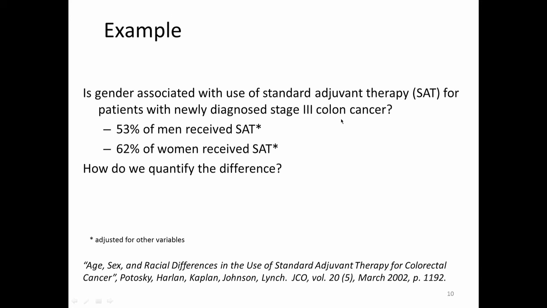So 53% of men received this therapy, 62% of women received this therapy, who were diagnosed with stage 3 colon cancer. Now how do we quantify this difference? Can I just take 53 and 62, say 62 minus 53, and call it 9% more women receive this therapy? That is wrong. This is where the odds ratio comes into the picture.